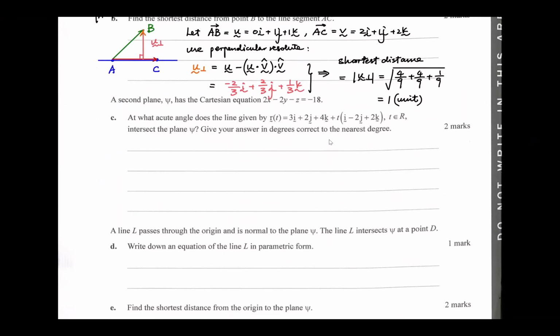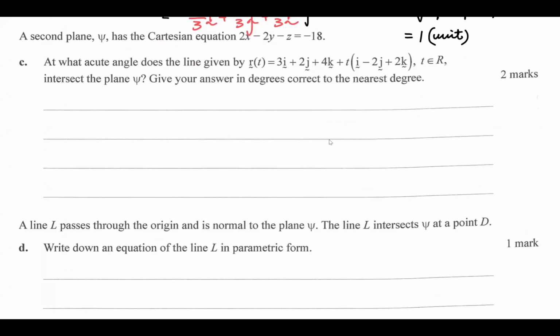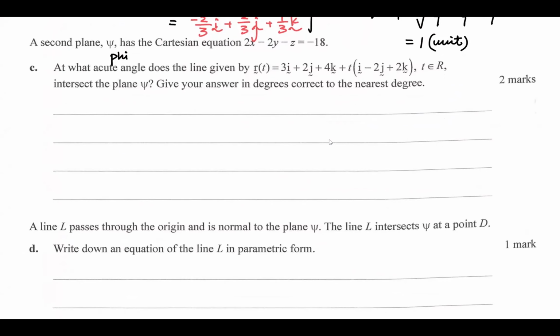Let's just move on to have a look at the remaining. So for the remaining parts, now we are talking about the second plane. This is called a Greek letter phi, okay? Capital Phi has a Cartesian equation 2x minus 2y minus z equals minus 18. So at what acute angle does the line given by r(t) intersect the plane phi? Give your answer in degrees corrected to the nearest degree.